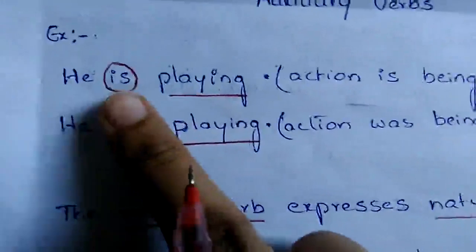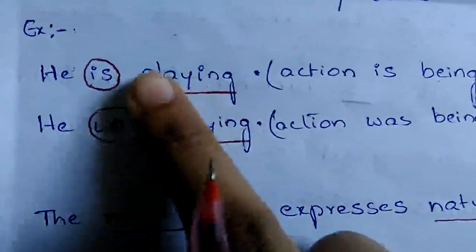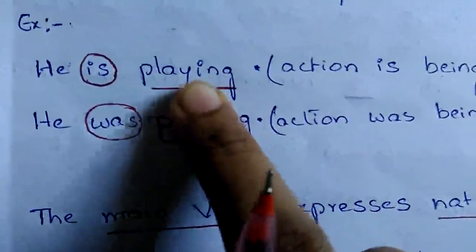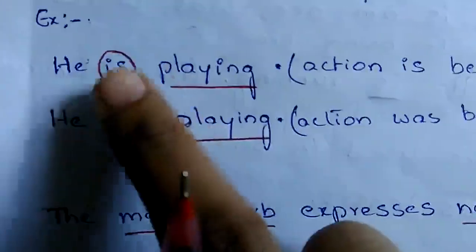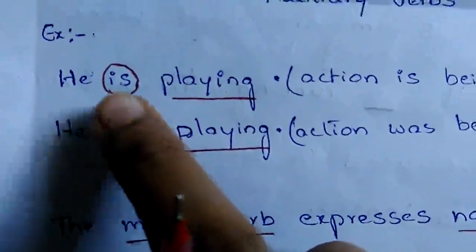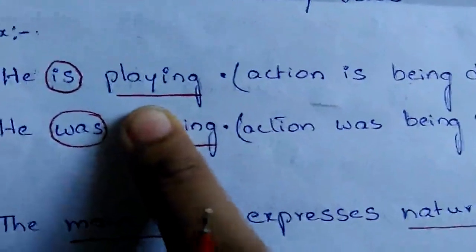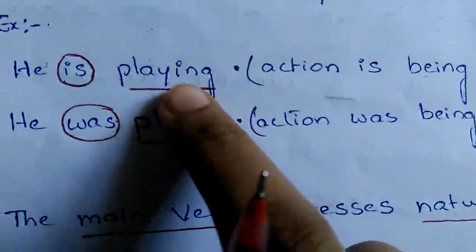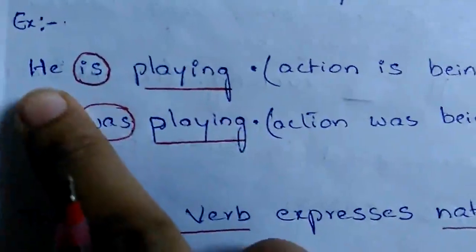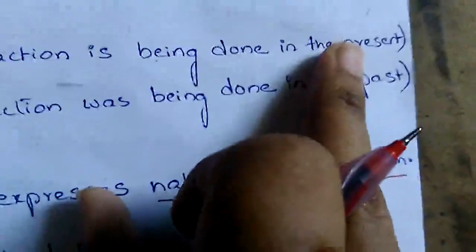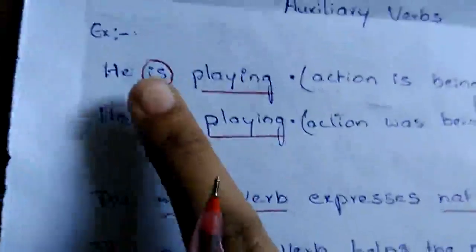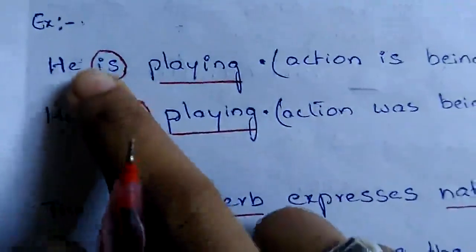See in this example, he is playing. This is a very simple sentence. Here playing is the main verb, and one more verb is supporting the main verb, that is "is". When you read this sentence, we come to know that playing is an action done by the subject he, and this action is being done in the present. How do we come to know that this action is being done in the present? By looking at this helping verb, because it is in present tense.